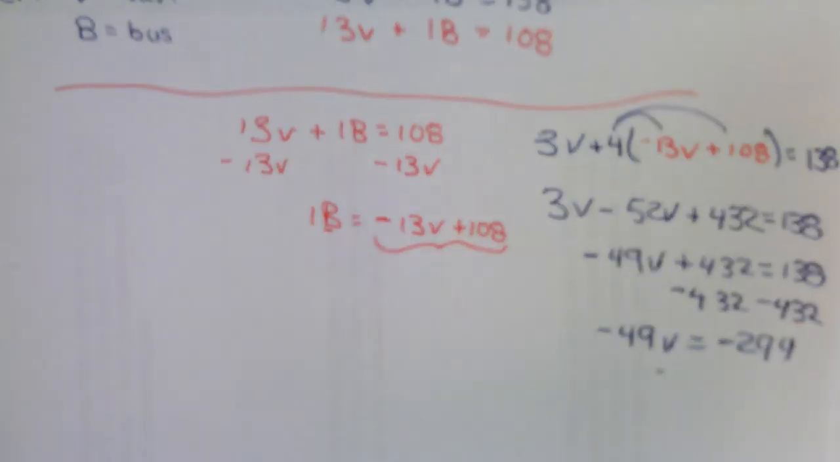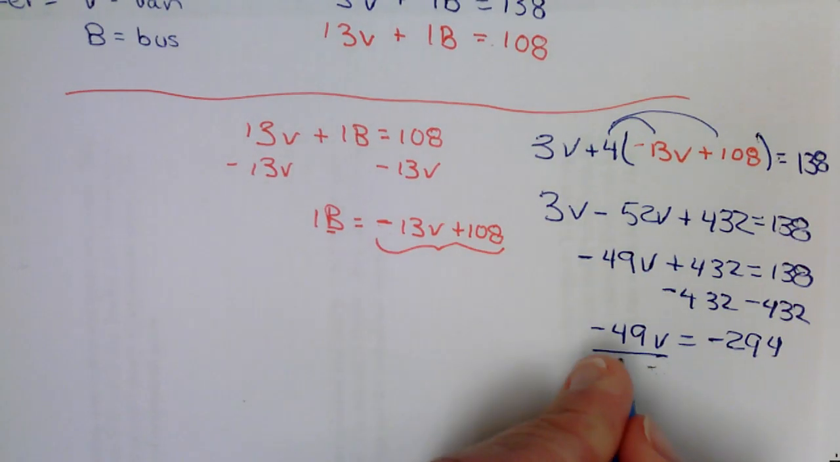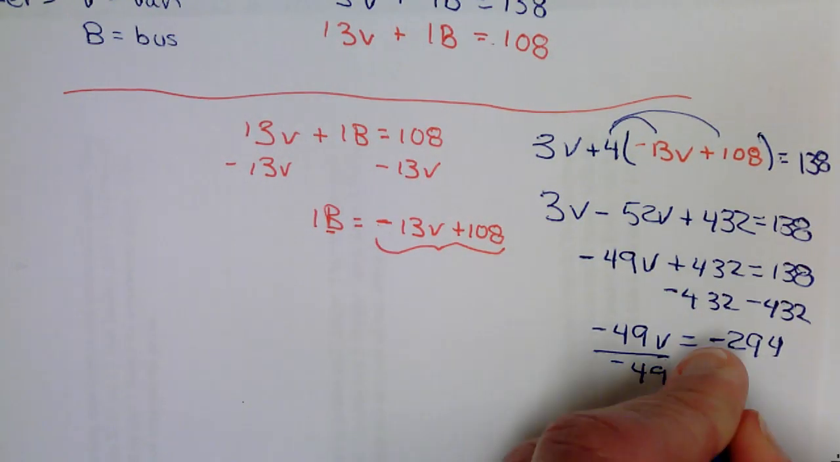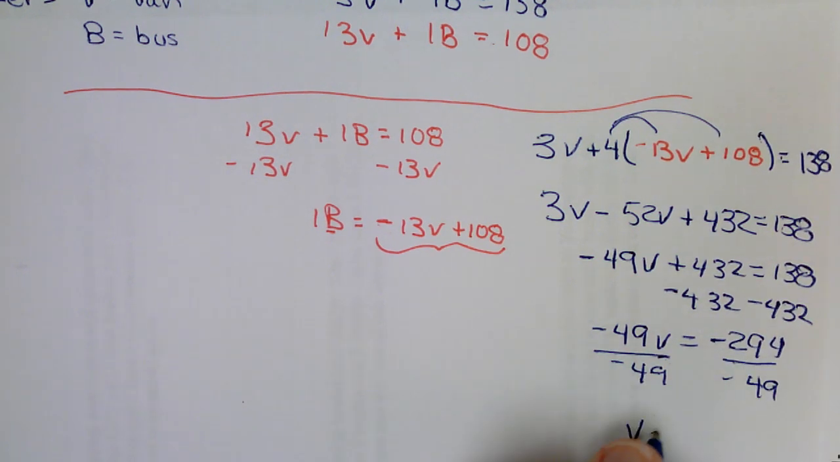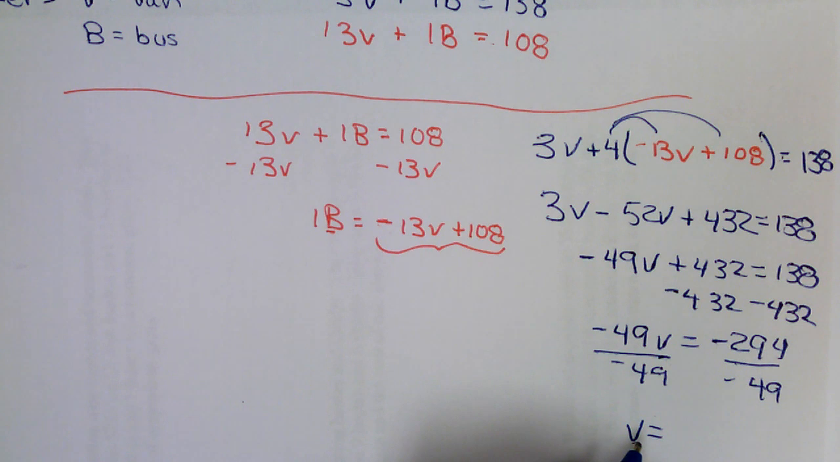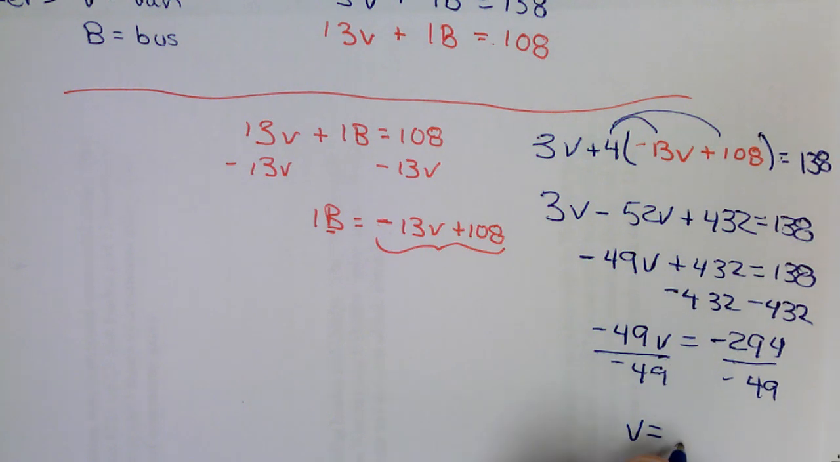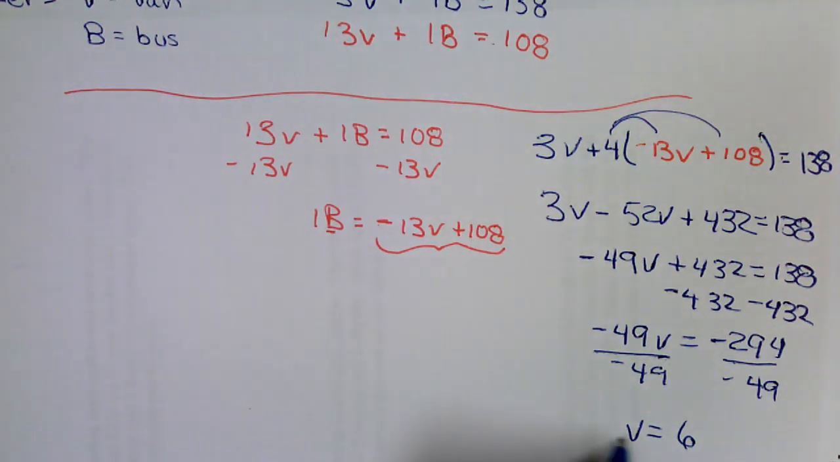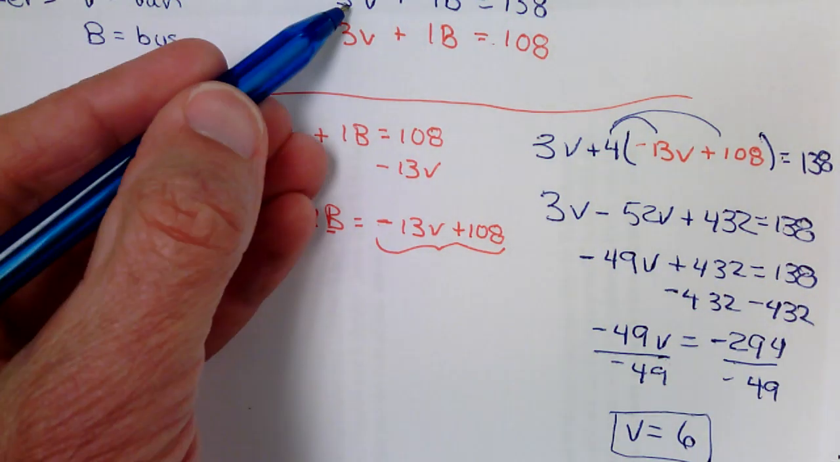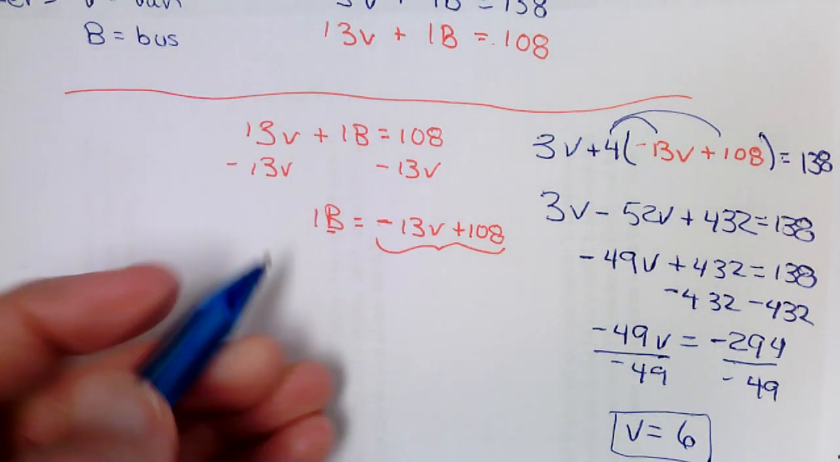I divide both sides by negative 49, and I get V equals 6, positive 6. All right. So that means that each van holds 6 students. So I'm going to take my V equals 6 and plug it into one of my other equations. I'll do this bottom one.